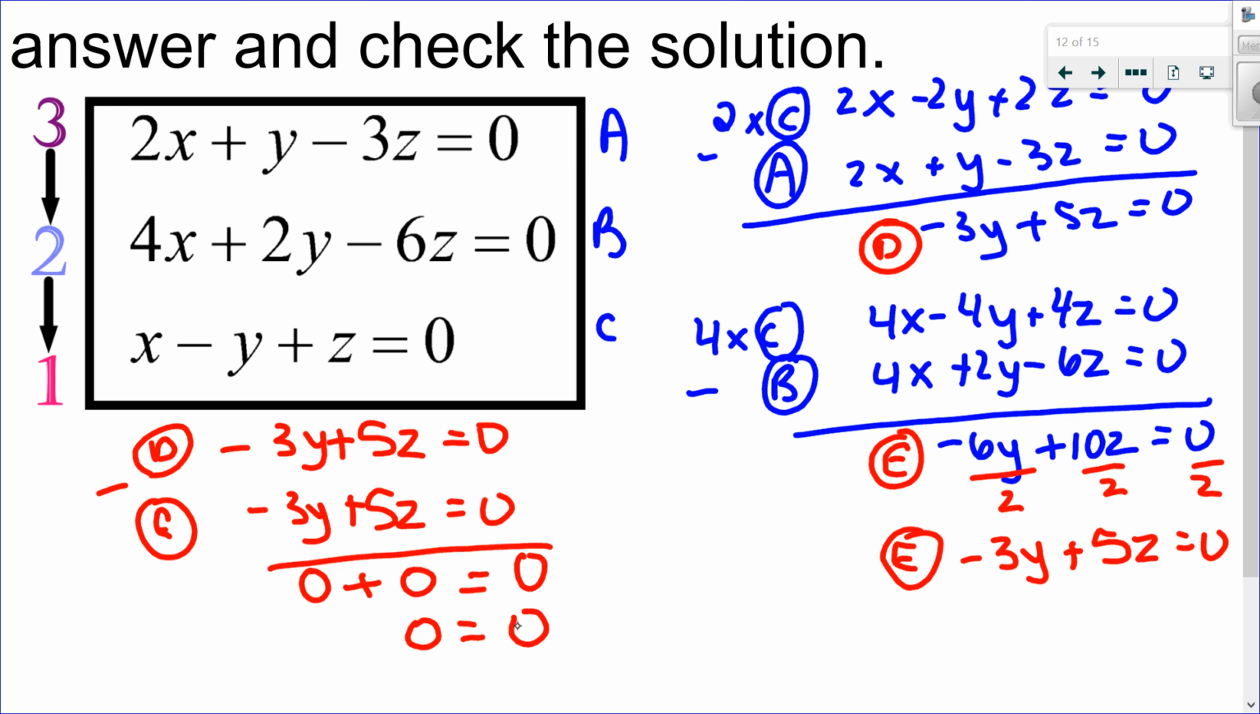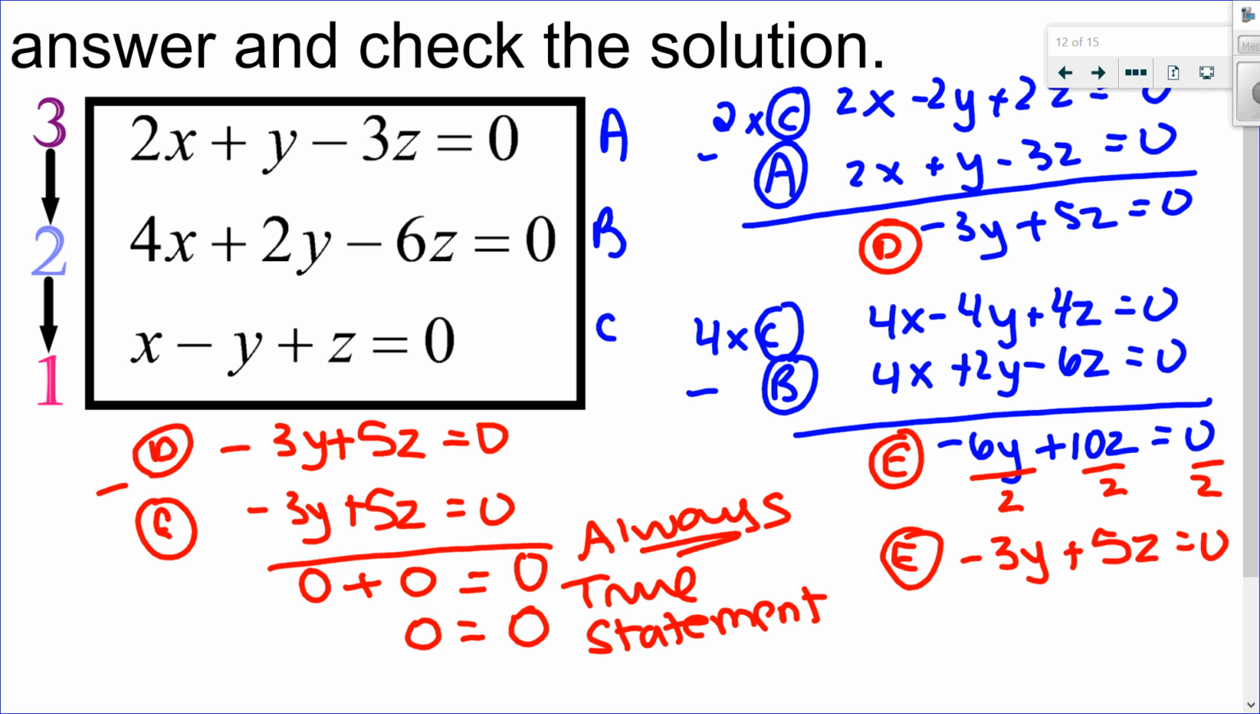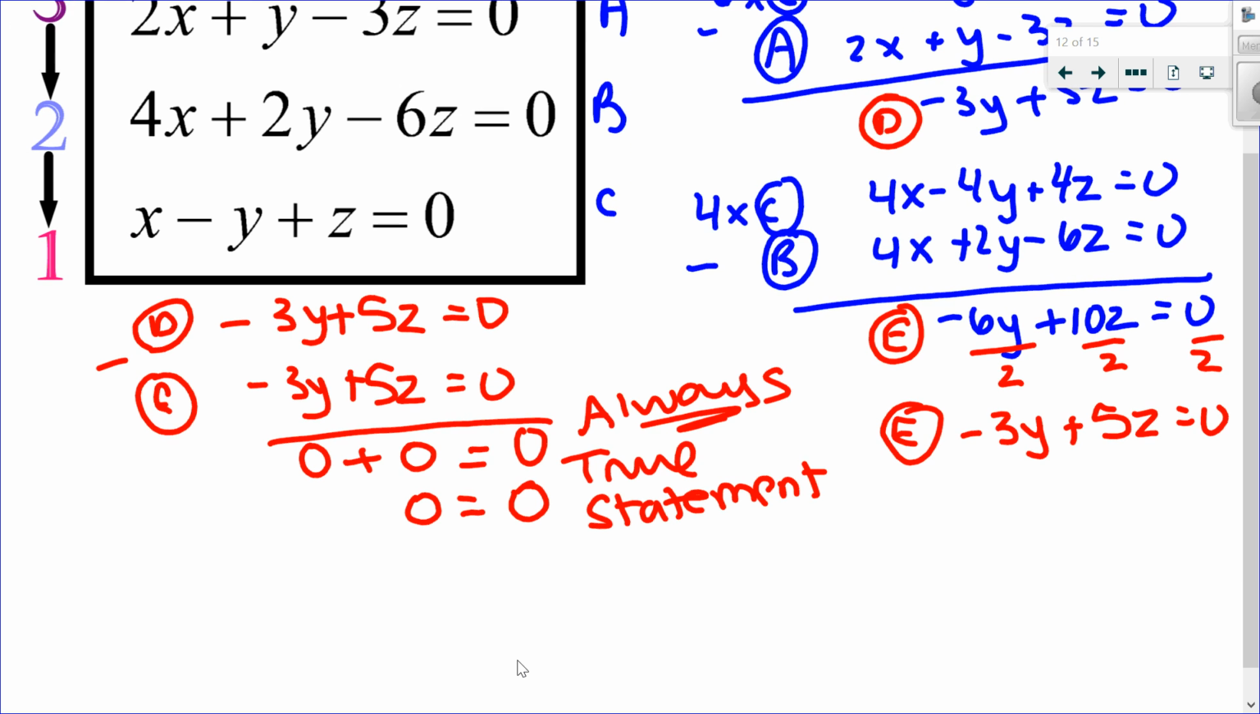Because 0 equals 0, now it doesn't always have to be 0 equals 0. You could end up with 2 equals 2 or 4 equals 4. You end up with a true statement, and this true statement is always true, which means that there are an infinite number of solutions. So if you reach a true statement like this, that means there are infinite solutions, kind of like parallel solutions in 10C when we did the systems of equations.